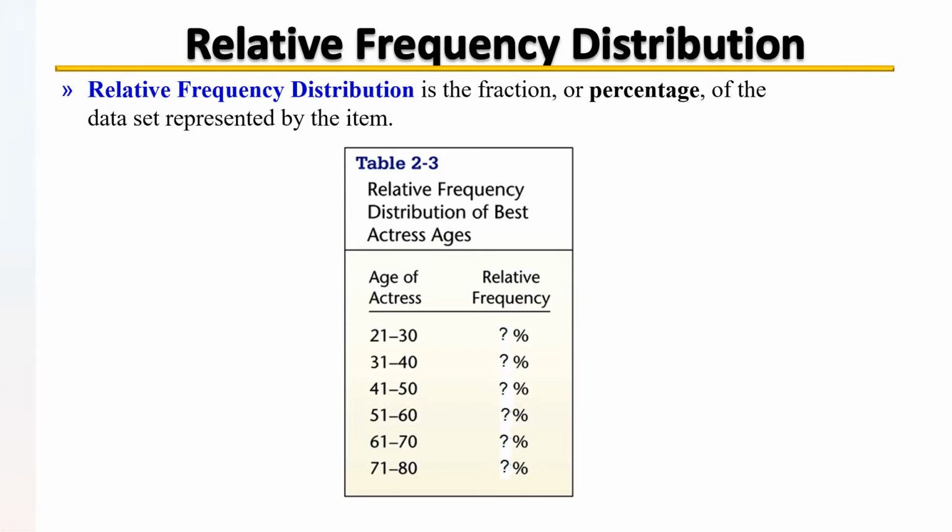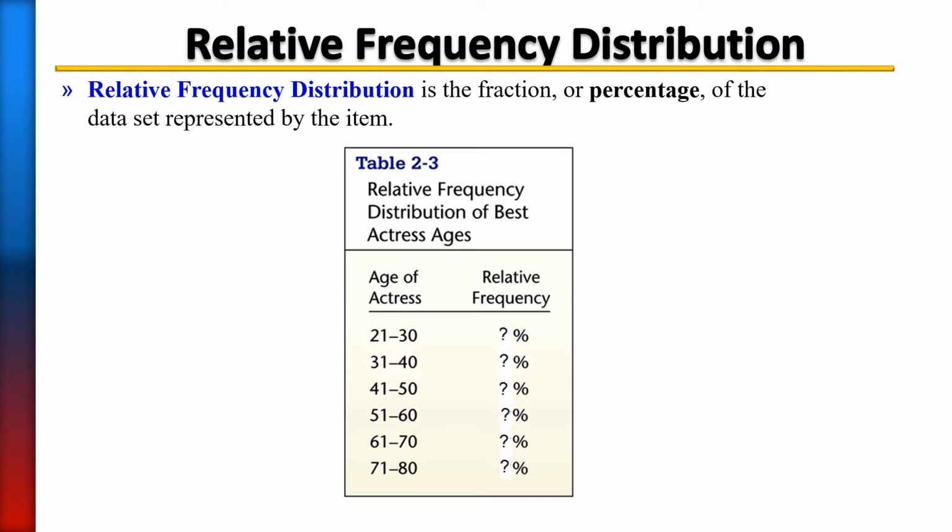Okay, so relative frequency distribution is a little bit different from just a regular frequency distribution table. With a relative frequency distribution, it is the fraction or percentage of the data set represented by each item. So notice beside each group, instead of the number of actors and actresses within each group, you have the percentage of actors and actresses within that group.